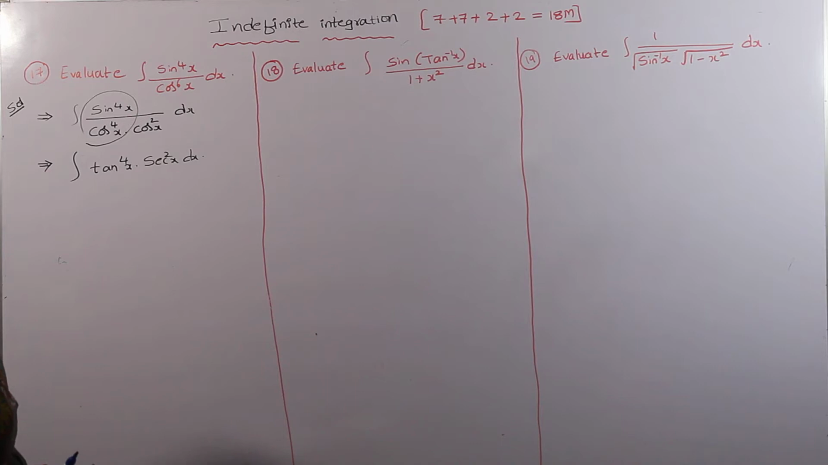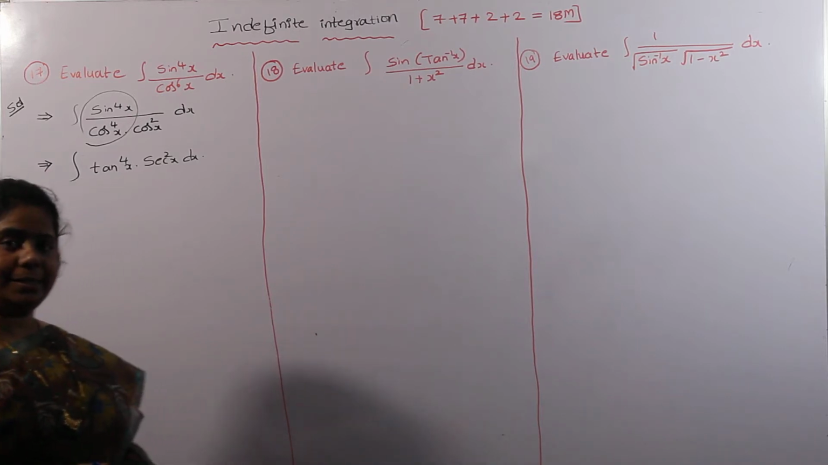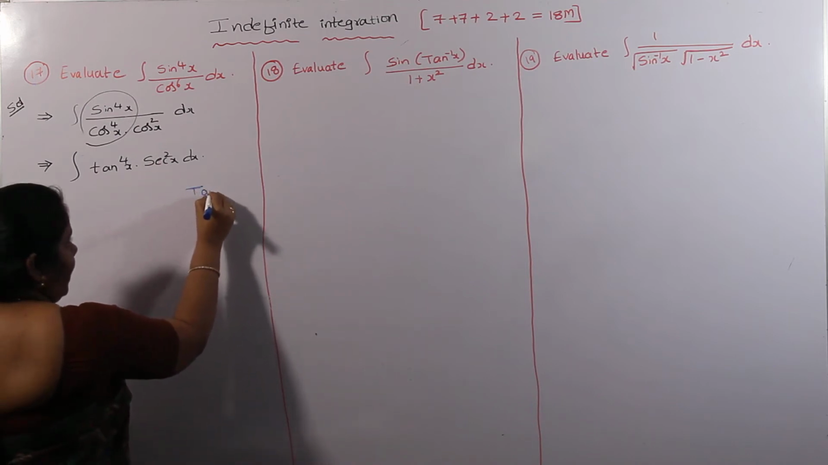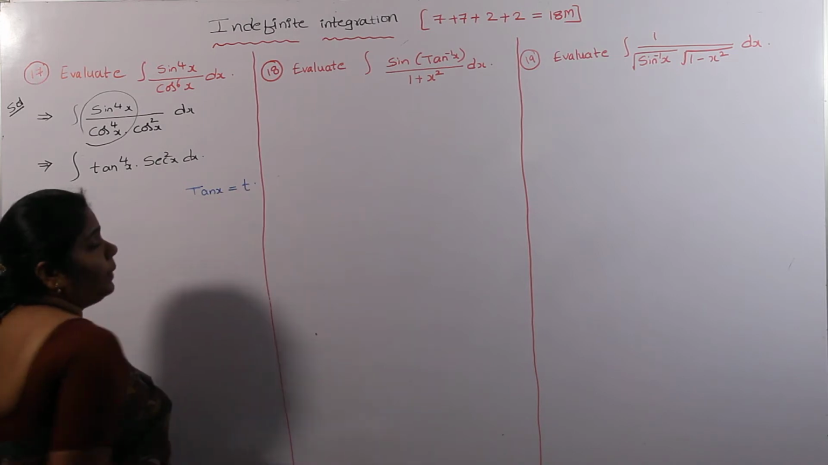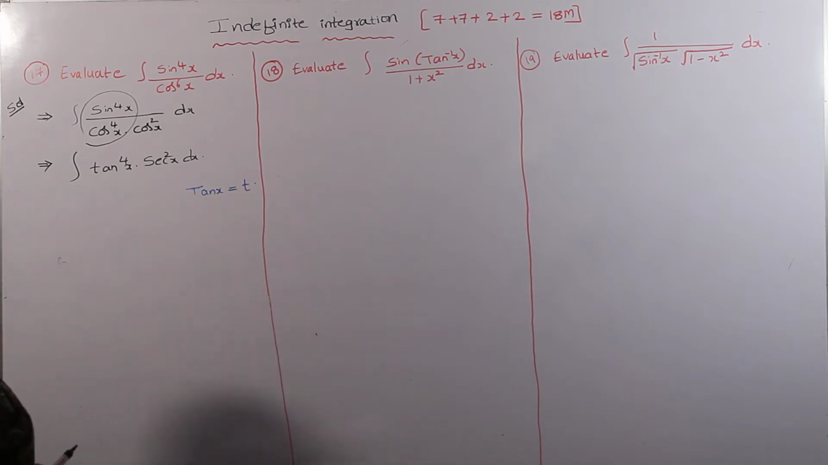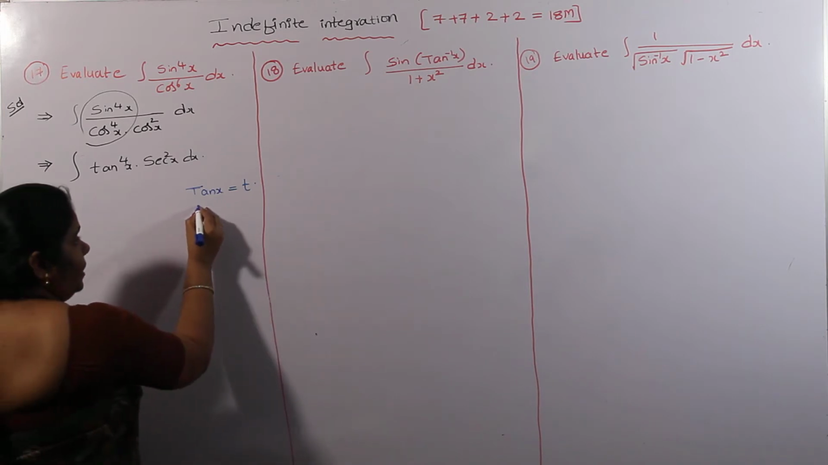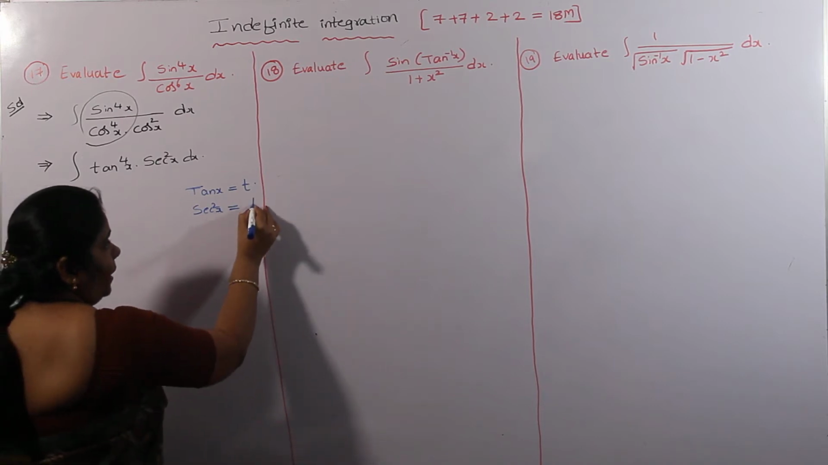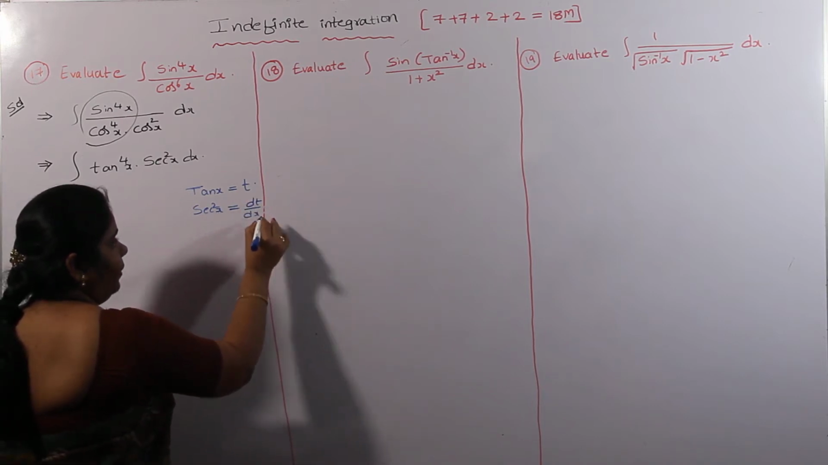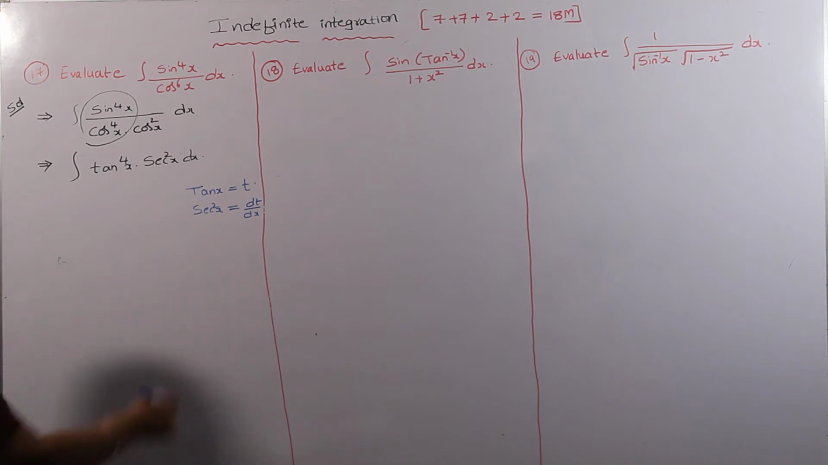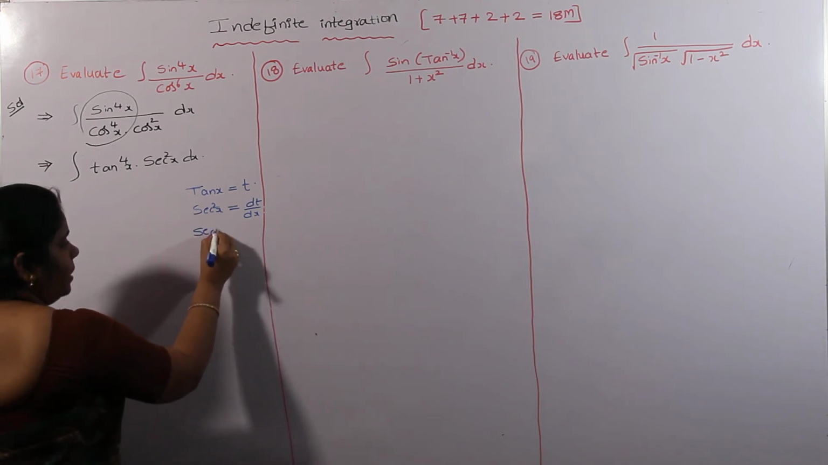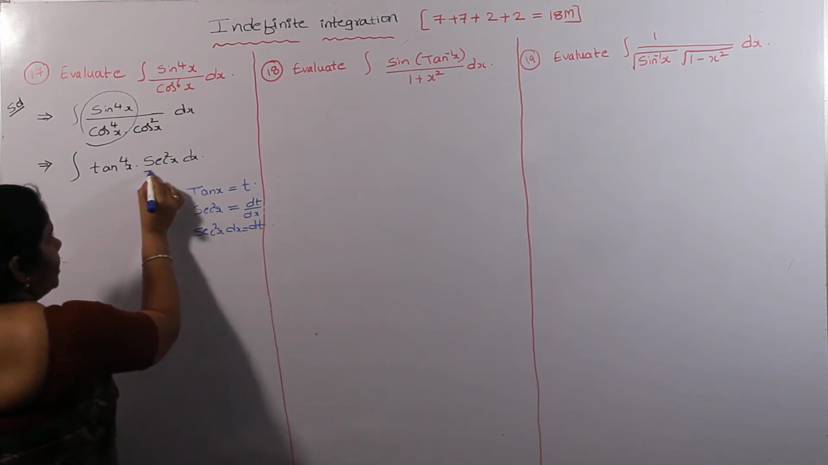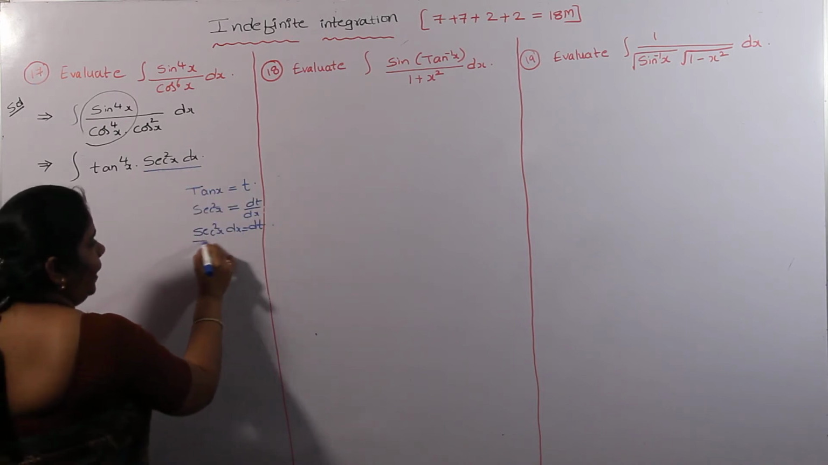In the substitution model, we take the function whose differentiation is present as t. The differentiation of tan x is sec^2 x, so we take tan x equal to t. Differentiating, sec^2 x equals dt by dx. Transferring dx to this side, sec^2 x into dx is equal to dt.